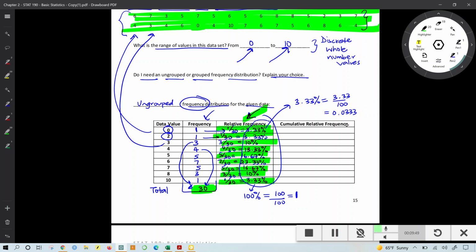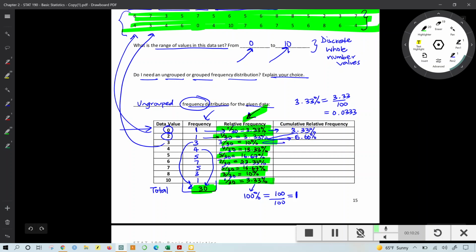Then, we now proceed to the new idea of cumulative relative frequencies. For cumulative relative frequency of the first, they always match with each other. That is, the relative frequency and the cumulative relative frequency for the first data entry in the frequency distribution table always match. Then we proceed with 3.33% added to this one, approximately 3.33 plus 3.33%, that is about 6.66%.